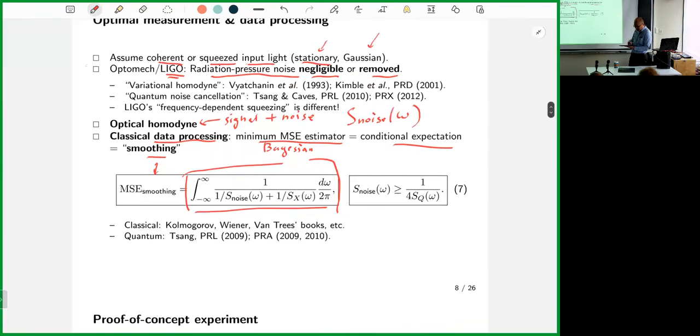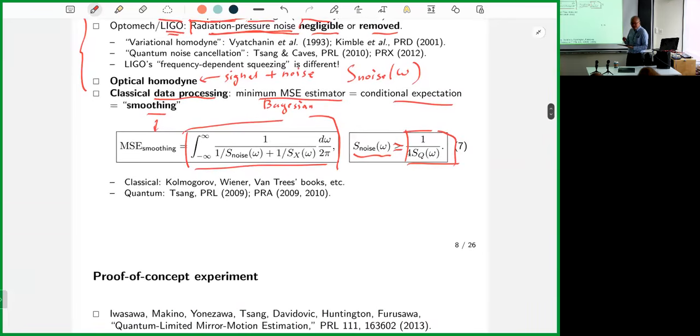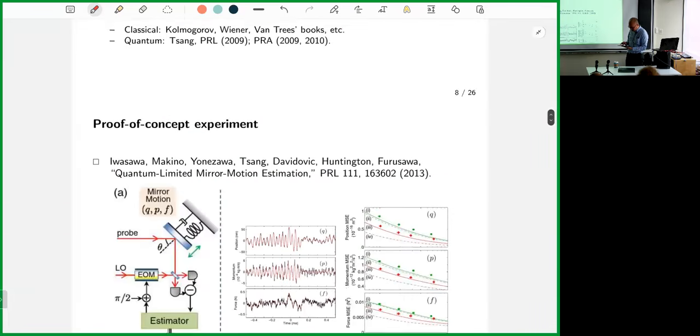So assuming that you do all these, everything is perfect, there's no extra noise, all the noise comes from the input field, then the noise floor of your homodyne turns out to be equal to this quantity. So then you are done, okay? But this is assuming that everything is perfect. There's no loss, there's no other sources of noise, and even radiation pressure noise is negligible. Okay, so that's a nice story.